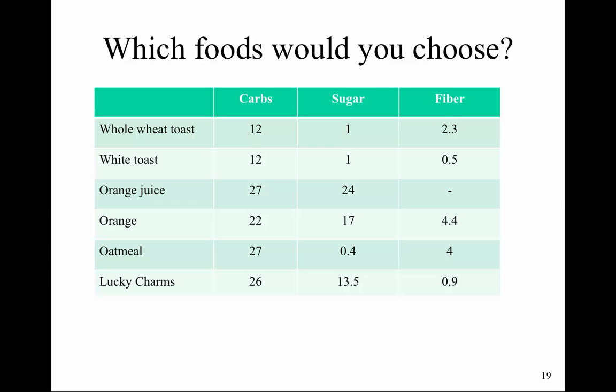Orange juice versus orange: carbs are almost the same. Sugar, you get a lot more in the orange juice. But, again, you get a lot of fiber in the orange that you wouldn't get otherwise. And if you compare oatmeal versus Lucky Charms, a staple of the dining services here at the U of M, you can see, again, carbs are about the same.